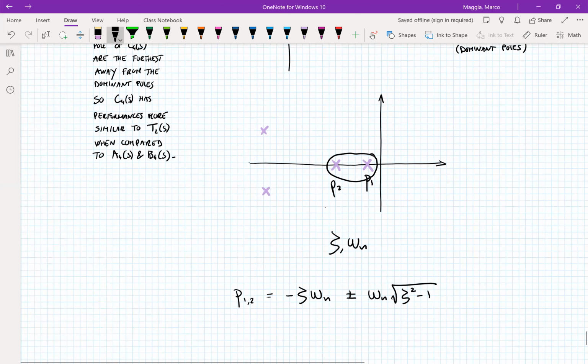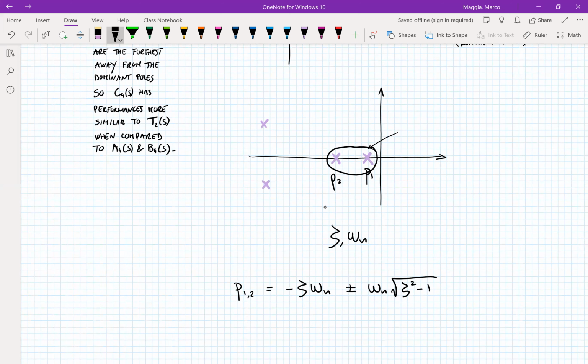P1 and P2 alone, again, forgetting about the other poles, but P1 and P2, if they were the only poles, so if the system was a second order system, the system would be overdamped because P1 and P2 are both real.